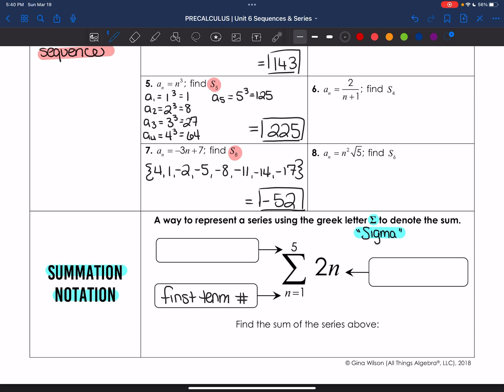And at the top of your sigma, that represents the last term in your series. So this series goes from 1 to 5. And what is it that we're going to be doing from 1 to 5? Well, we're going to be using this part over here on the right of our sigma. That is the formula. So what comes after that Greek letter is the formula for the sequence.